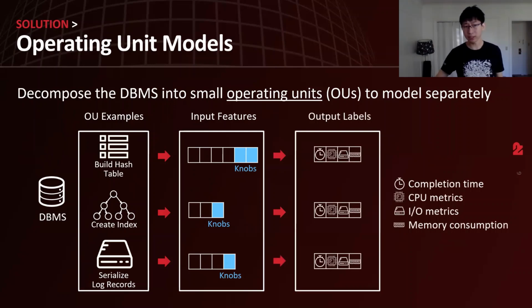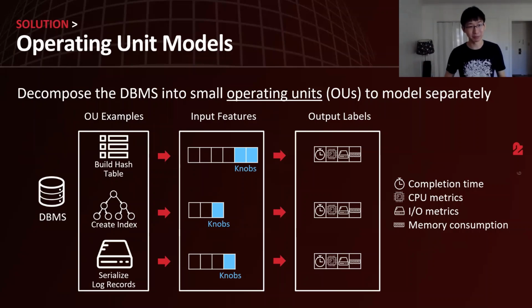But all of those OUs share the same set of output labels, which include the OU completion time and different resource metrics for CPU, I/O, and memory. At inference time, the self-driving database just sums up the predictions for those small OUs to estimate the behavior of the entire system.